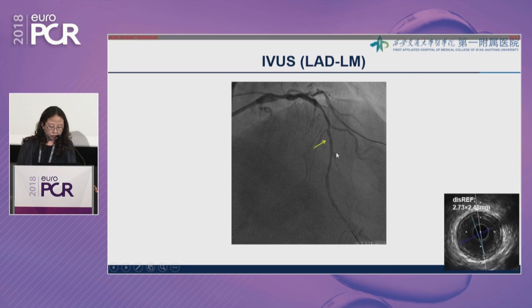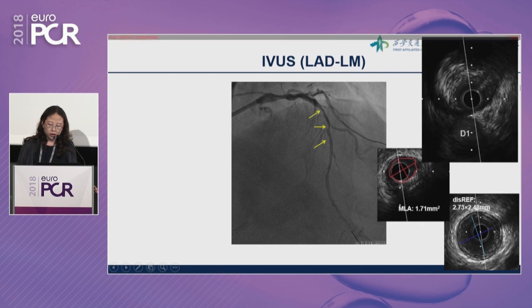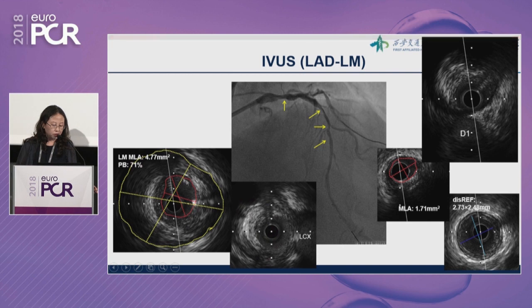So as you can see, this is a distal reference. Actually, this vessel was nearly normal and not very big, almost 2.75. And this is the MLA site with a very eccentric plaque, a little bit attenuated. MLA was 1.7. And here, this is distal to the first diagonal. You can see the vessel was getting positively remodeled with a very huge eccentric plaque burden this way. And this is the ostium of the LAD, and this is the circumflex. And this is the distal lumen with a very huge plaque burden even after predilation.